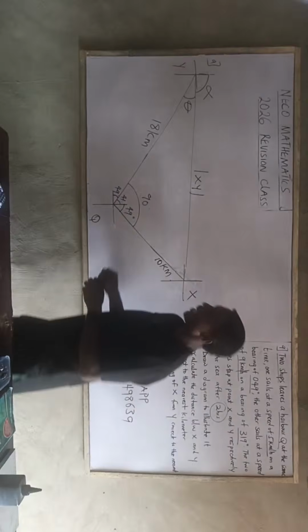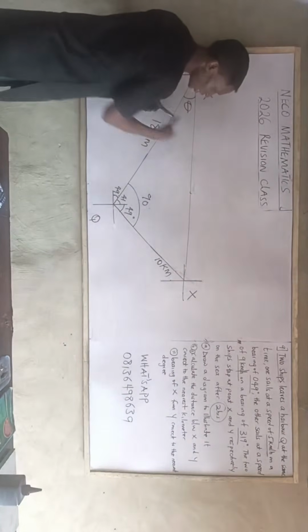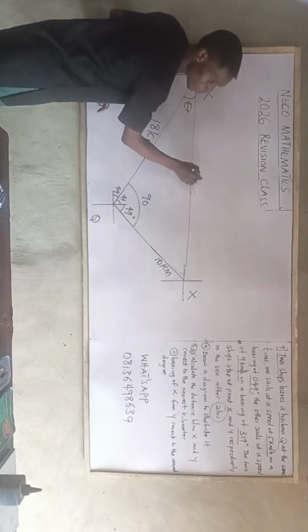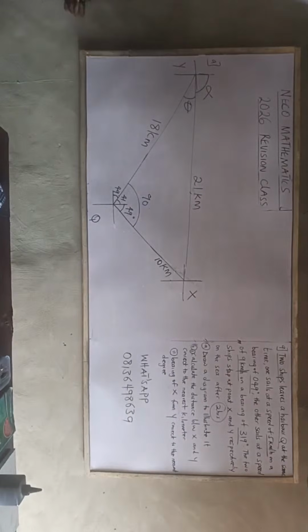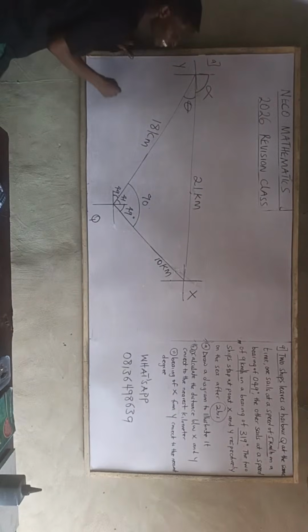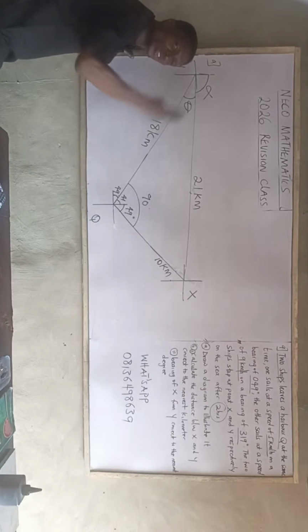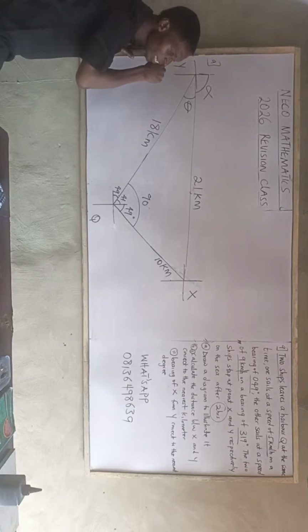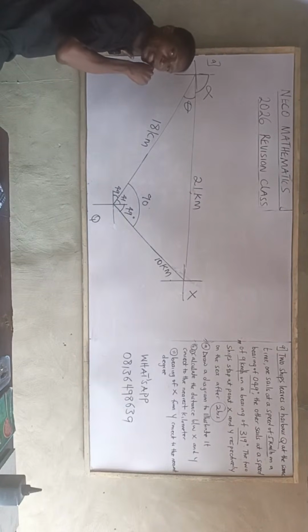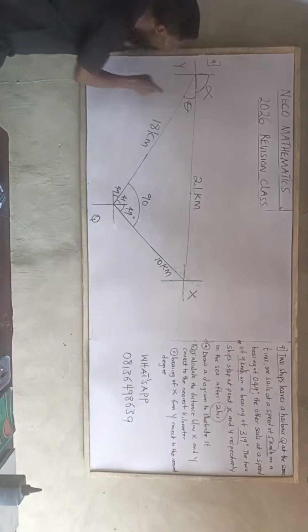First, notice here, let me erase this one. I just got this side to be 21 kilometers, right? Now, I have a sine rule. The sine rule applies to a triangle where two sides and two angles are involved. Let me take that again. The sine rule applies to a triangle where two sides and two angles are involved.